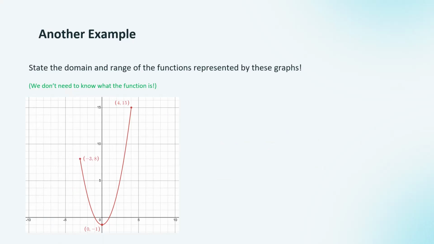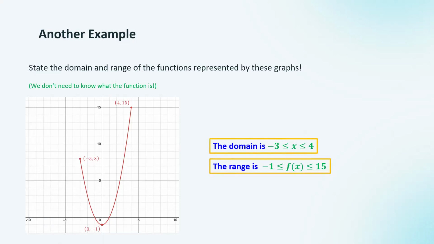Right, another example. In this case, we don't really need to know what the function is, even though you can guess it's actually a parabolic curve. But we just need to find the domain and the range. So the domain, again, is going to be the set of eligible x values, which means the domain is from -3 to 4. And the range, because we have a vertex and the vertex is included, is going to be from -1 to 15.